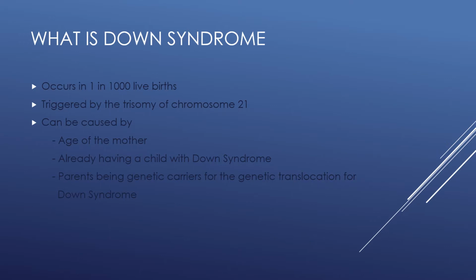Down syndrome is a birth defect that, according to the World Health Organization, occurs in approximately 1 in 1,000 births around the world. Down syndrome is triggered by the trisomy of chromosome 21, which means that there is an additional chromosome present at conception. There are 3 factors that influence whether trisomy or division of cells will occur. These include age of the mother, already having a child with Down syndrome, or being carriers for the genetic translocation for Down syndrome. Down syndrome is one of the most prominent causes of an intellectual disability.